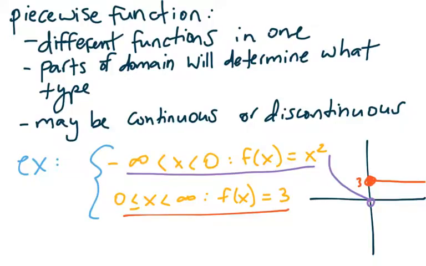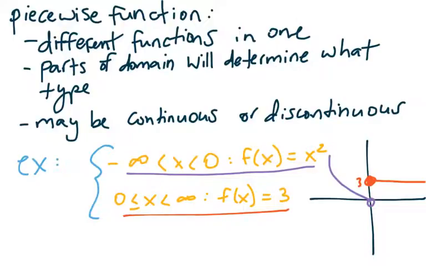Sometimes just one function is not enough to describe certain real-world situations. In the real world, for some parts of a domain, one function might apply, and for other parts of the domain, another function might apply. We call this a piecewise function: different functions put together in one, and parts of a domain will determine what type of function is happening at what part of the domain.